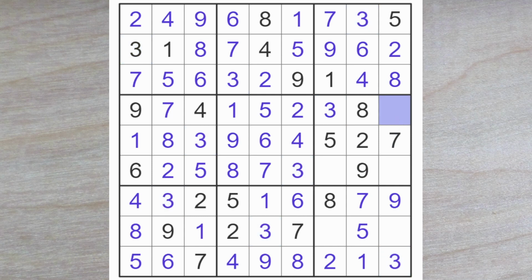This square now can only be a 6. 6 blocks down, 6 goes here. And we can all guess that a 4 must go here and therefore here, and this must be the final one.